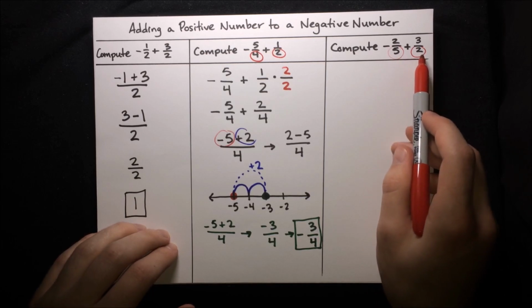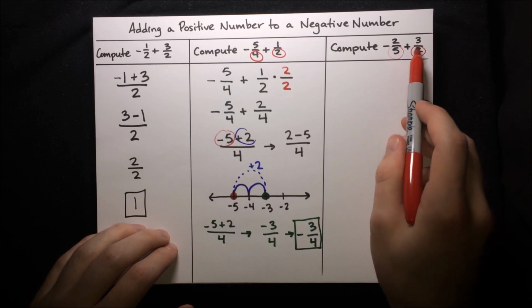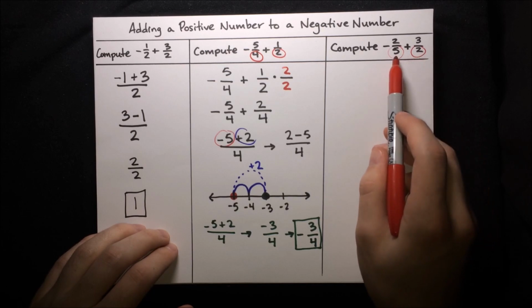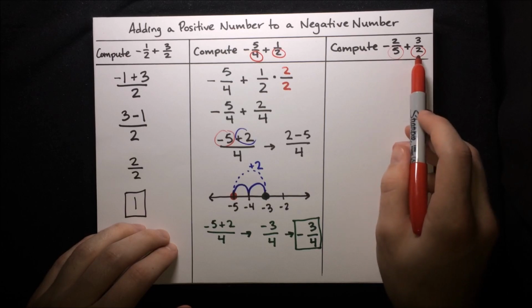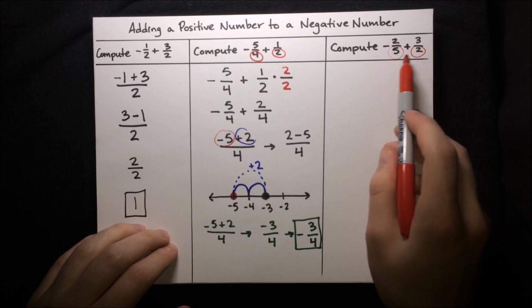Well, the multiples of 2 are 2, 4, 6, 8, so on, all the even numbers. And the multiples of 5 are 5, 10, 15, 20. So really just, what is the first even number that's a multiple of 5? 5, 10. 10 is the first even number. So 10 is going to be our common denominator that we want to express both fractions in terms of.